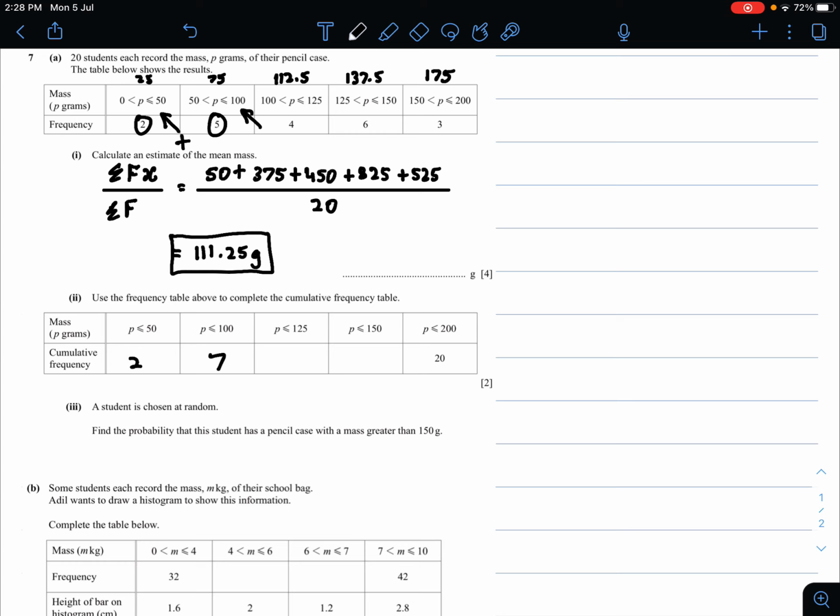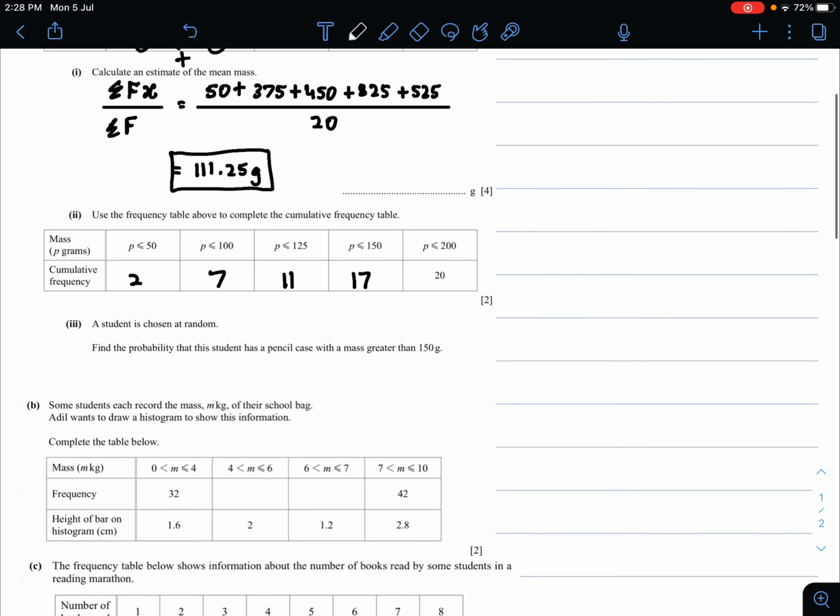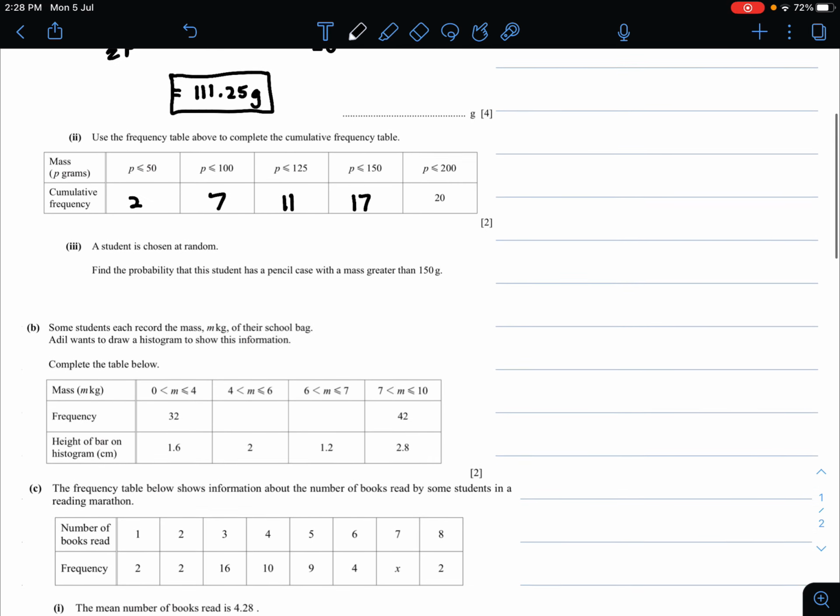Like that you continue for the remaining. So less than 125 would be 4 plus 5 plus 2, which is 11, and less than 150 would be 6 plus 4, that is 10, plus 5, which is 15, plus 2, which is 17. This will be our final answer for part A2. Now let's move on to part A3.